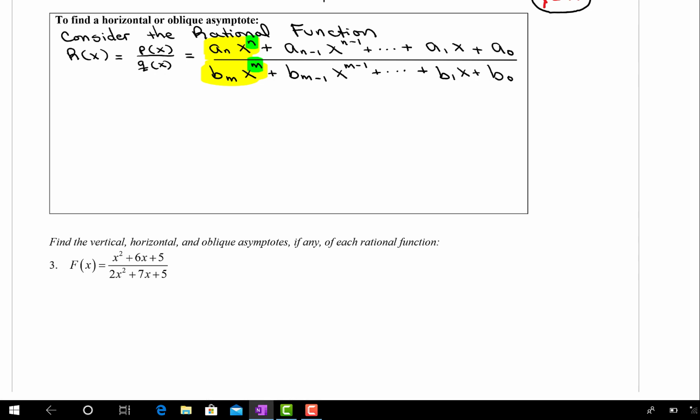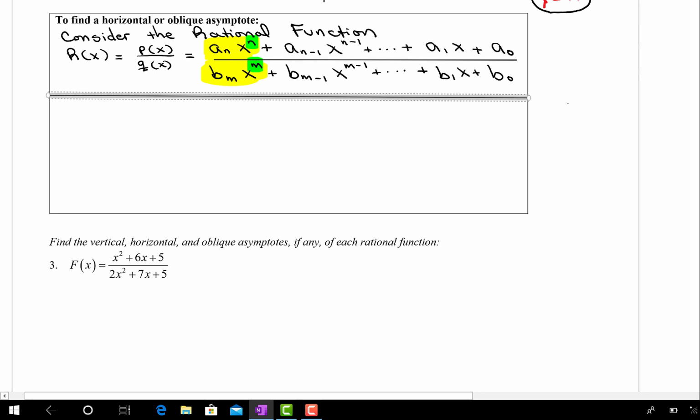For the numerator, the degree is n. For the denominator, the degree is m. And we use these leading terms, right? When our polynomial is written in descending order like this, we use these leading terms to determine what type of asymptotes our rational function is going to have. So there's basically 4 different cases that can happen here.